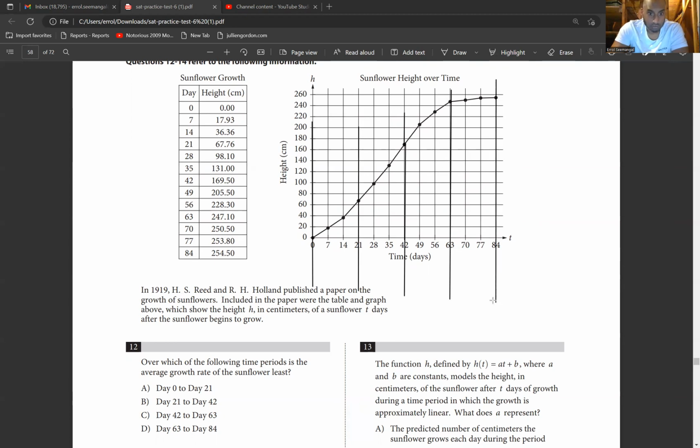Okay, so which one? Would it be D? Which of the following time periods is the average growth rate the least? Which one did you say? D? Yeah, D. 63 to 84, which is this one here. Yes. Yep. All right, that's 12. 13.